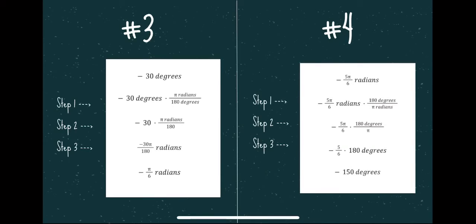The whole process is the same with negative numbers. Problem number 3 wants you to convert negative 30 degrees into radians, so you multiply that number by pi over 180 degrees. The degrees cancel out, leaving you with negative 30 times pi over 180. Step number 3 is to multiply that fully, which is negative 30 pi over 180 radians, and that simplifies to negative pi over 6 radians.